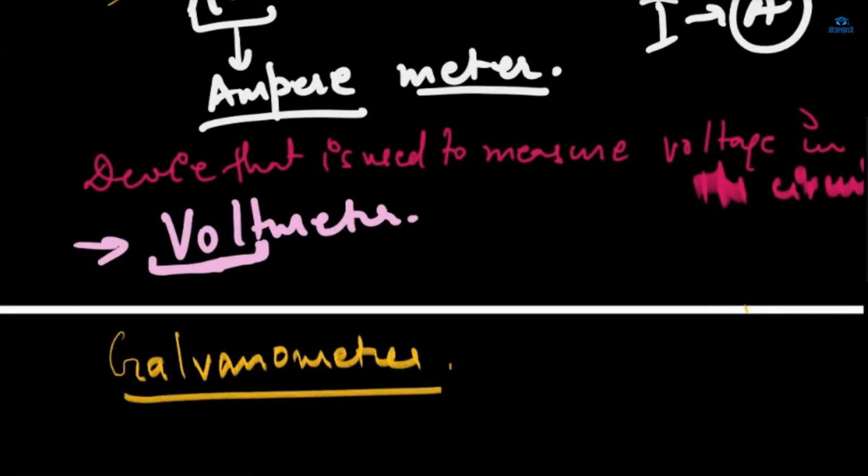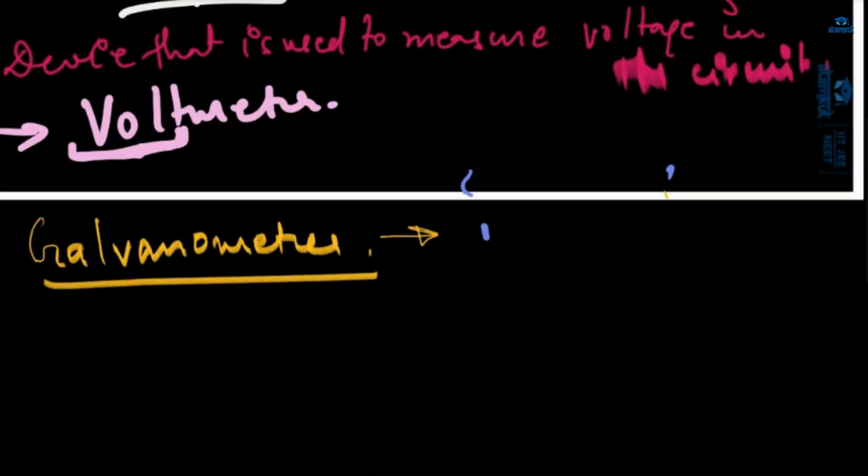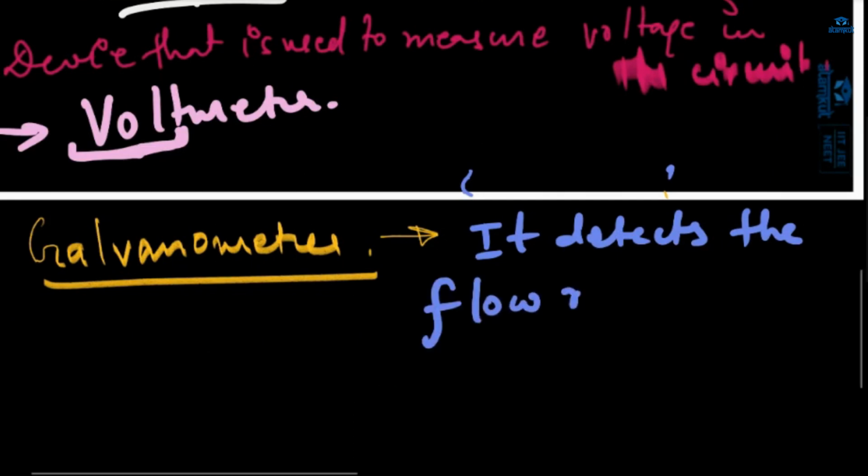So the galvanometer, what is this device used for? Can anyone tell? Rudra, can you tell what the galvanometer does if we place it in the circuit? It will not measure the amount of current, it detects the flow of current. Correct. It detects whether the current is flowing in the circuit or not.